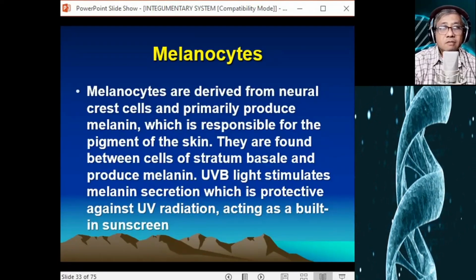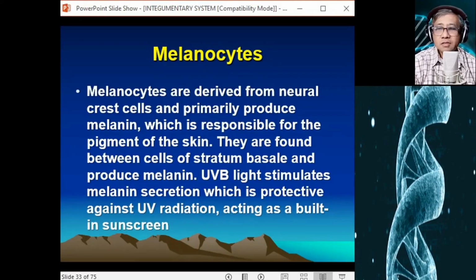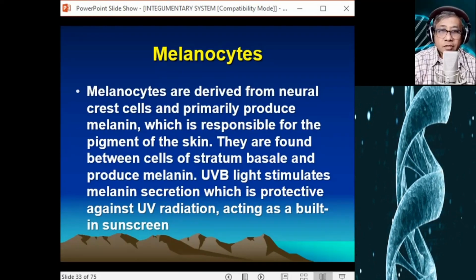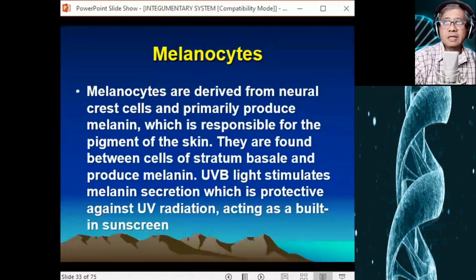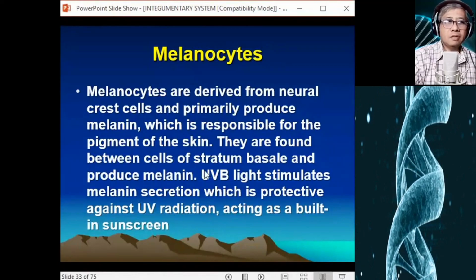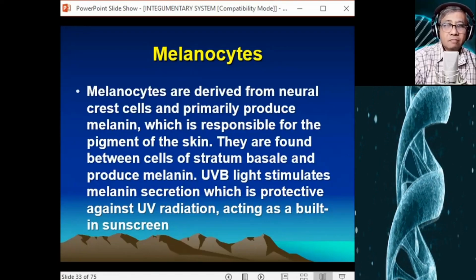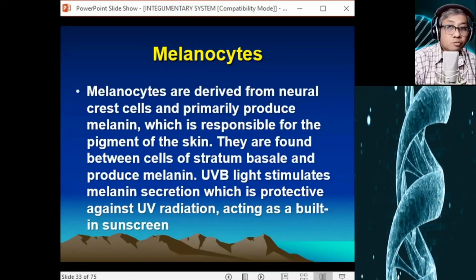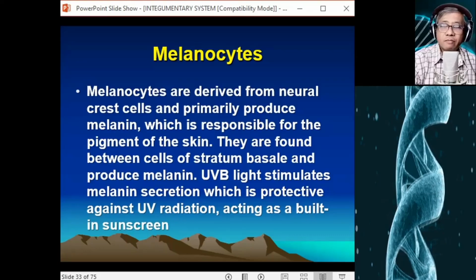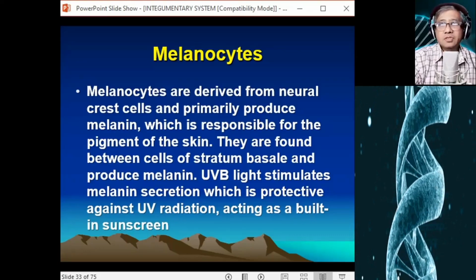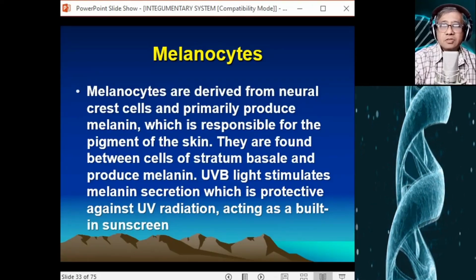What stimulates melanin production? Again, sunlight. The UV radiation stimulates melanin secretion which forms a protective barrier against UV radiation, acting as a built-in sunscreen. So in short, melanin protects us from harmful UV rays. The darker the skin, the more the skin is protected from UV rays. So yung mga dark skin dyan, you are more protected from UV rays than yung mga mapuputi. So those are the melanocytes. They are responsible for the pigment of the skin, which is melanin.